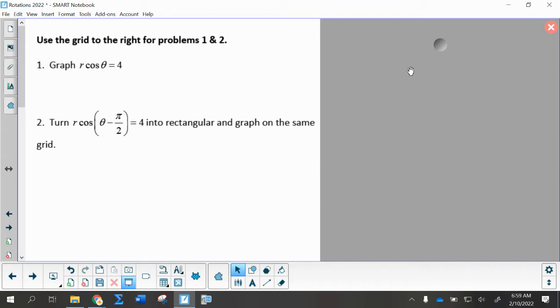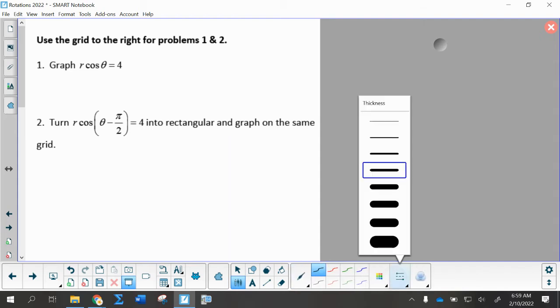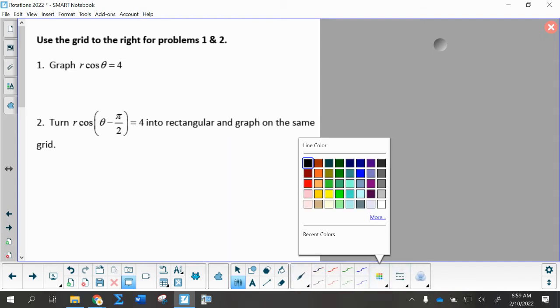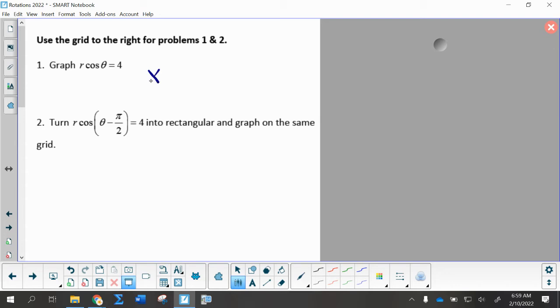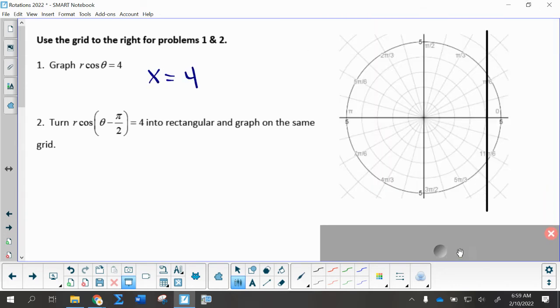So first thing we're doing is graphing the line r cosine theta equals 4. So let me rewrite what that is. That's actually the equation x equals 4. So here's our graph of that. So now we want to turn this graph. We're going to turn it 90 degrees, but we want to figure out which direction it's turning.